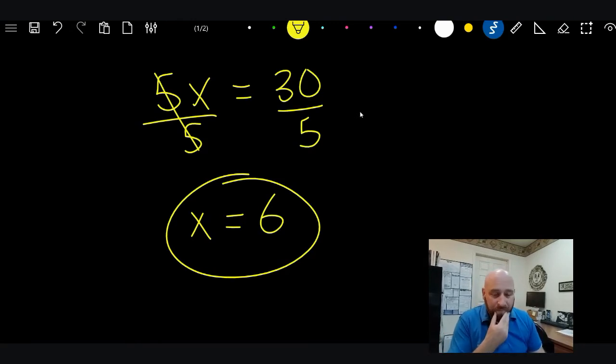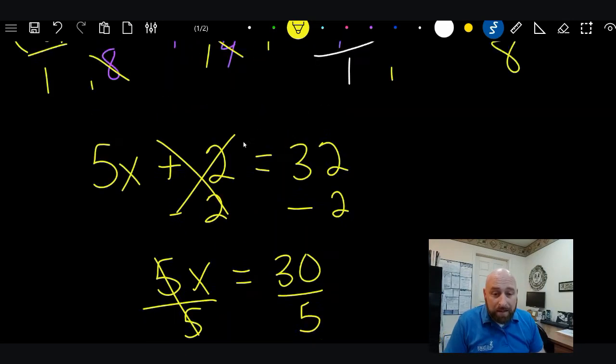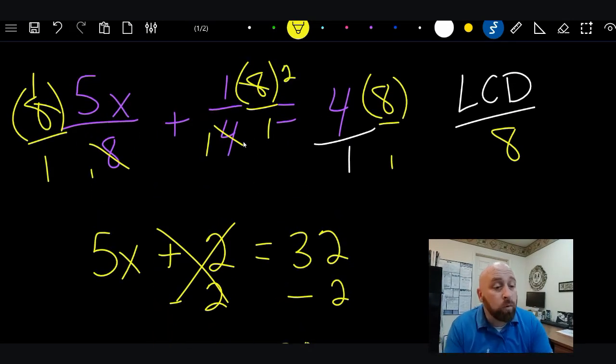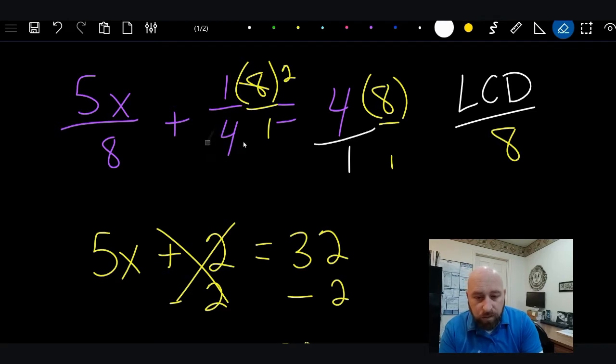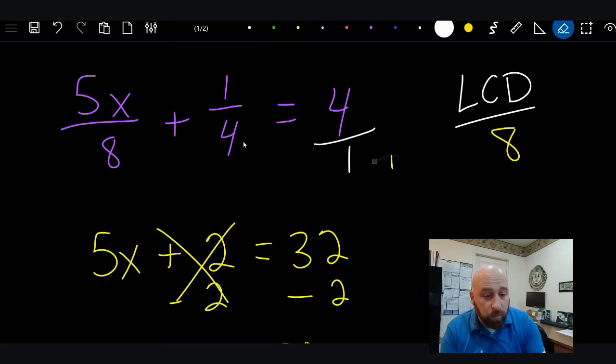Now, remember the last step to these is always to check your answer. So now we're going to take that 6 and put it back into the original, with all the fractions with it. Let me get rid of all this stuff, and I just want to show you that it actually does work. We actually do get a solution that works.